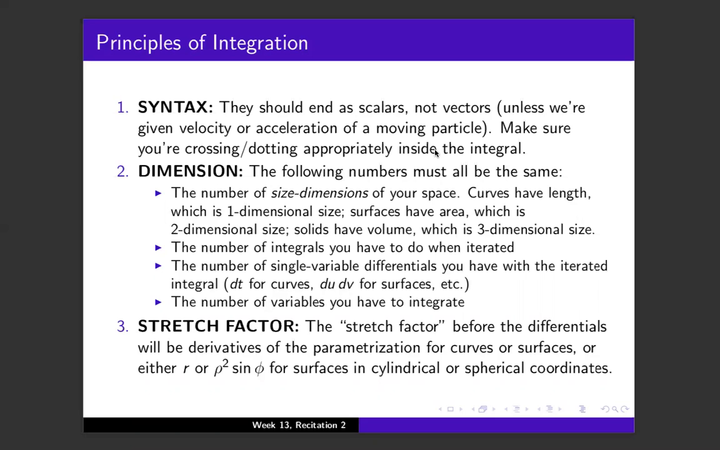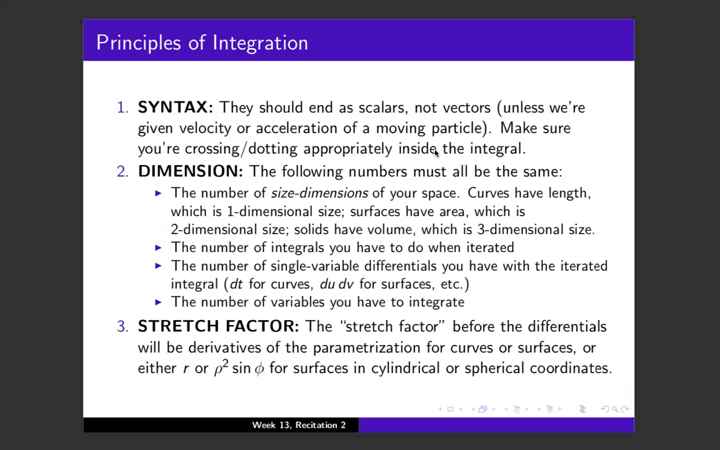Now, the number of integrals you have to do when you iterate has to be the same as the number of size dimensions of your space, and that's also the same as the number of single-variable differentials you have in the integral. For curves, that's dt. For surfaces, that's usually du dv, or perhaps dx dy, etc. Those all have to be the same number, and they tell you the dimension of the integral and of the space you're working with.